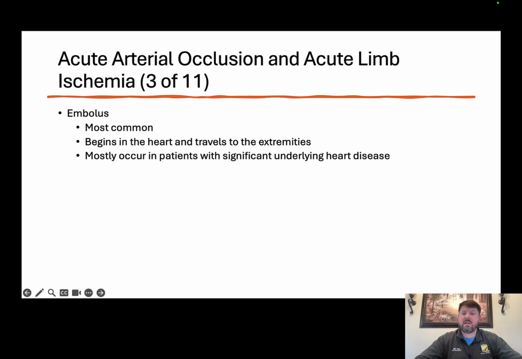Conditions that favor origination in the heart include atrial fibrillation, clot formation in the left ventricle after AMI, a rheumatic or prosthetic heart valve, and left ventricular aneurysm. Arterial emboli can travel to a variety of sites in the body, but most lodge in the femoral artery. Most emboli occur in patients with significant underlying heart disease.